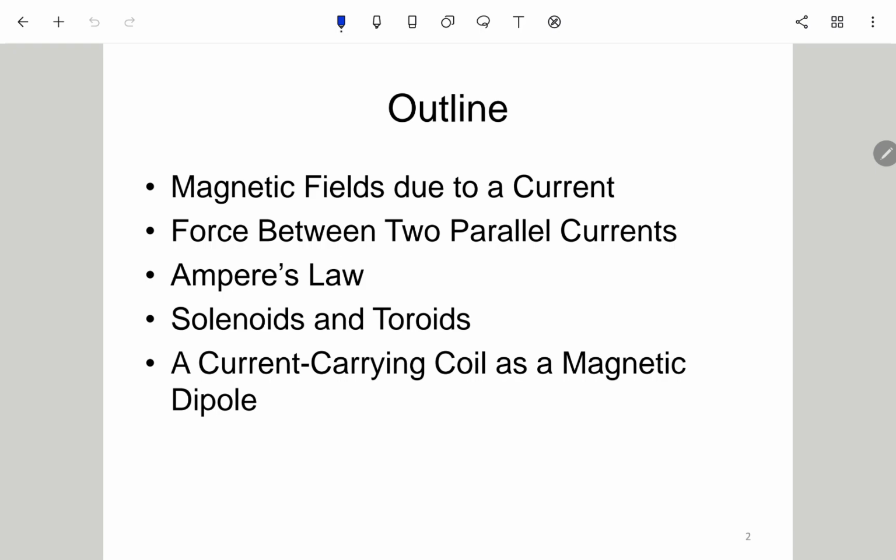And then we'll learn something called the solenoid and toroid, which are structures to generate a B field. And then in the next chapter, we will call a solenoid an inductor, 电感. And then finally, we will talk about the current-carrying coil as a magnetic dipole. Actually, we have considered something similar in chapter 28. We already introduced something called the magnetic dipole moment. The mu equals NIA is actually this magnetic dipole moment.